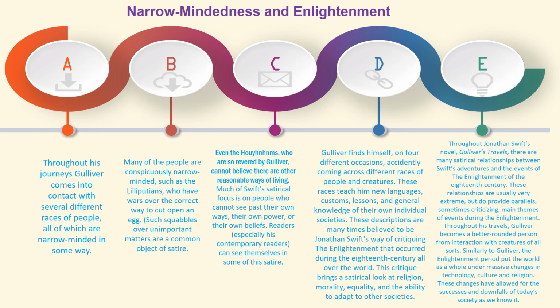Throughout his travels, Gulliver becomes a better-rounded person from interaction with creatures of all sorts. Similarly to Gulliver, the Enlightenment period put the world as a whole under massive change in technology, culture, and religion. These changes have allowed for the successes and downfalls of today's society as we know it.